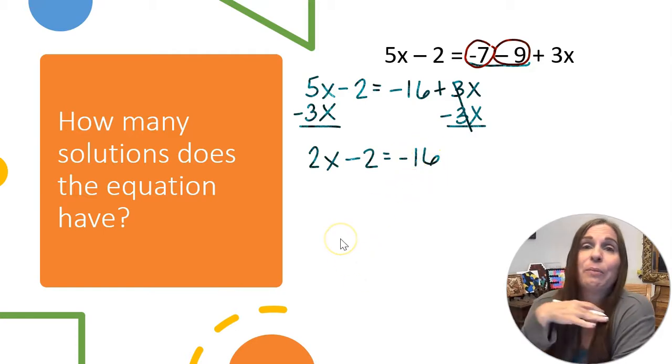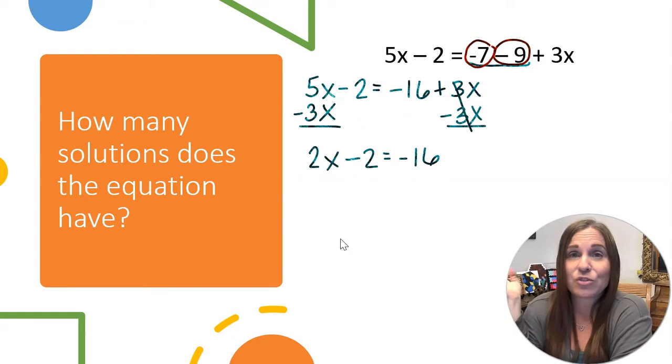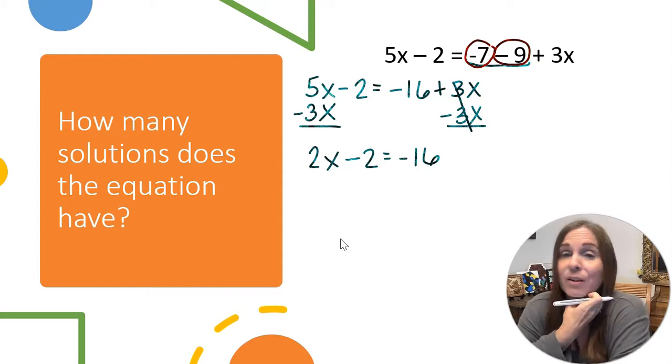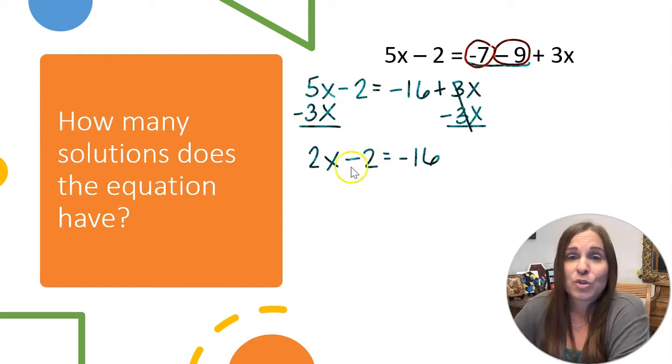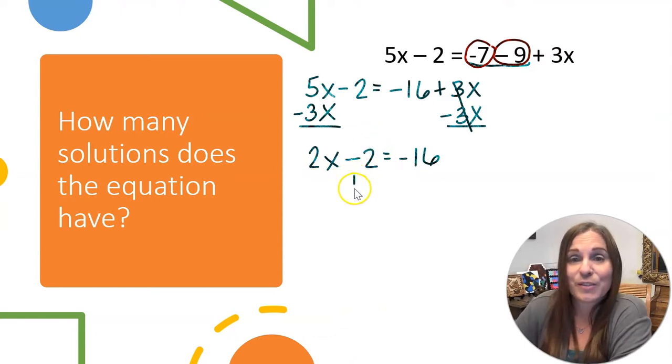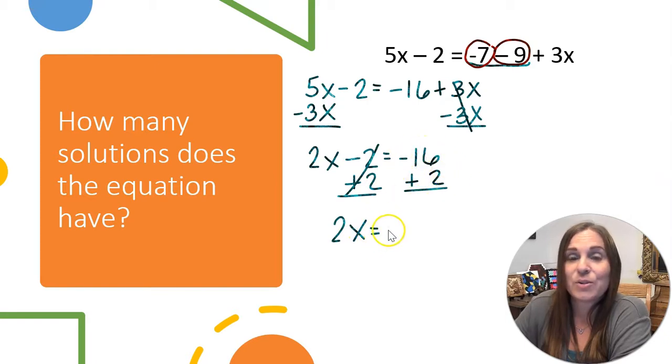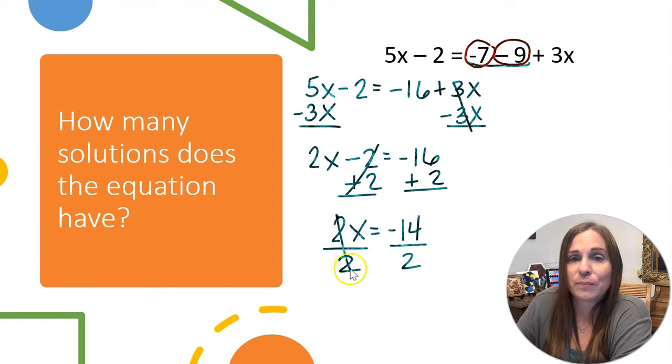Now I've got a regular two-step equation, just like the ones we did when we first started solving equations, when we talked about wrapping and unwrapping, right? The last thing to be done here with order of operations is subtraction, so it's the first thing that has to be undone. I bring down the 2x. Negative 16 plus 2 is negative 14. The last step is to divide by 2, and I get that x is equal to negative 7.